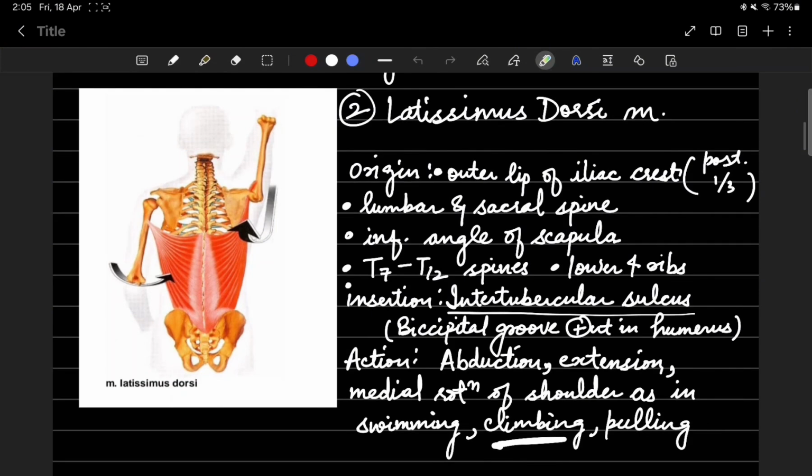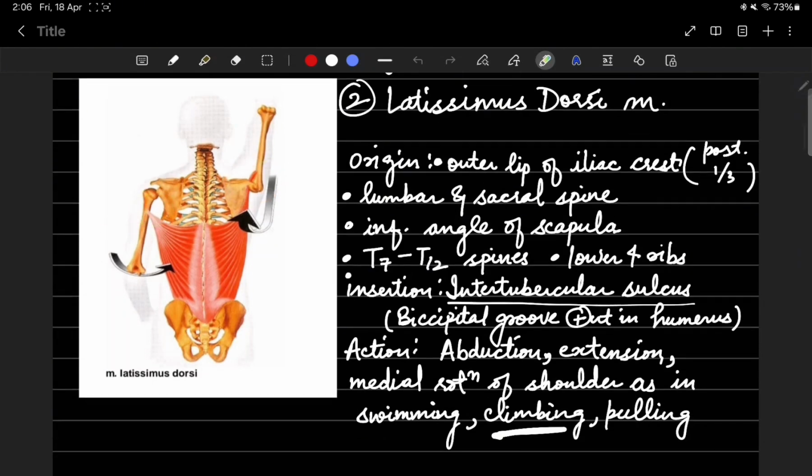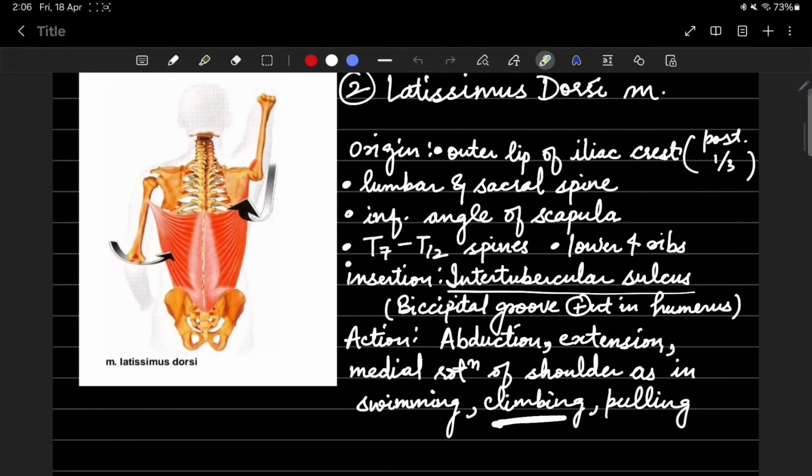The second muscle is the latissimus dorsi muscle. Latissimus dorsi muscle originates from the outer lip of the iliac crest, lumbar and sacral spine, inferior angle of scapula, and from the spinous processes of T7 to T12 vertebrae, and also from the lower four ribs. And its insertion is the intertubercular sulcus or the bicipital groove that is present in the humerus. So the action of latissimus dorsi muscle is adduction, extension, medial rotation of shoulder, as in swimming, climbing, and pulling, and it can also be referred to as the climbing muscle.